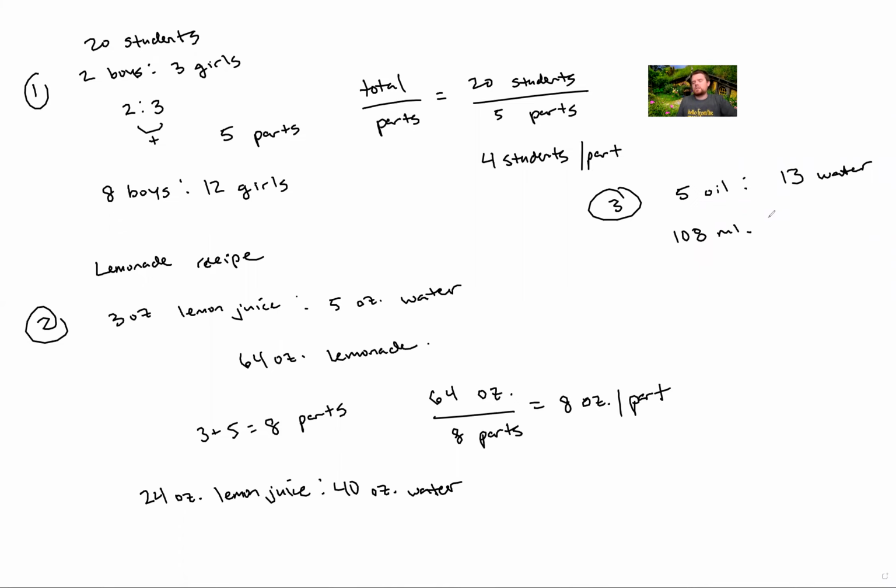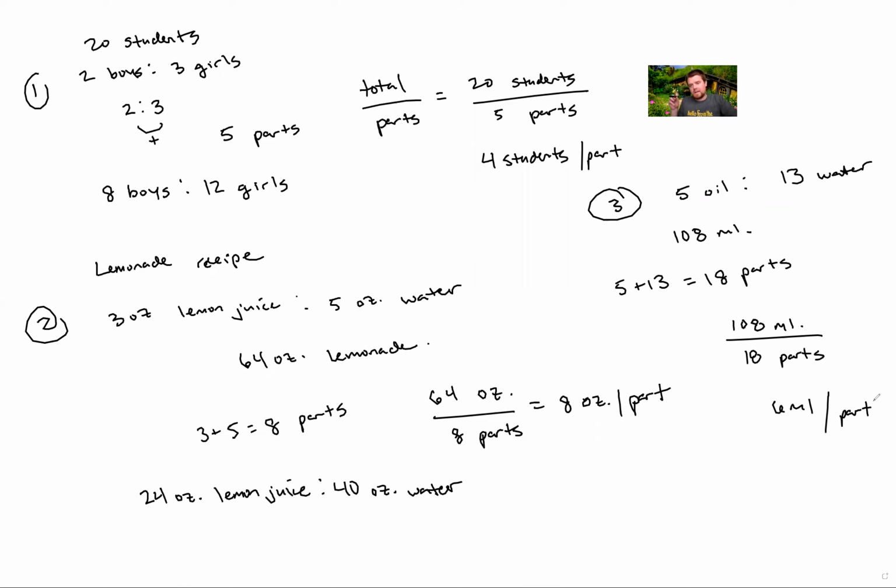Okay. So I do the same thing. 5 plus 13 gives me 18 parts. Take the total, 108. Divide it by the number of parts. That gives me 6 milliliters per part.